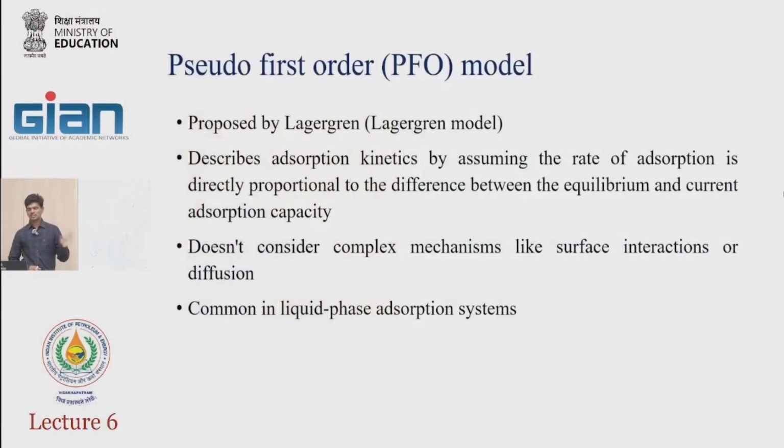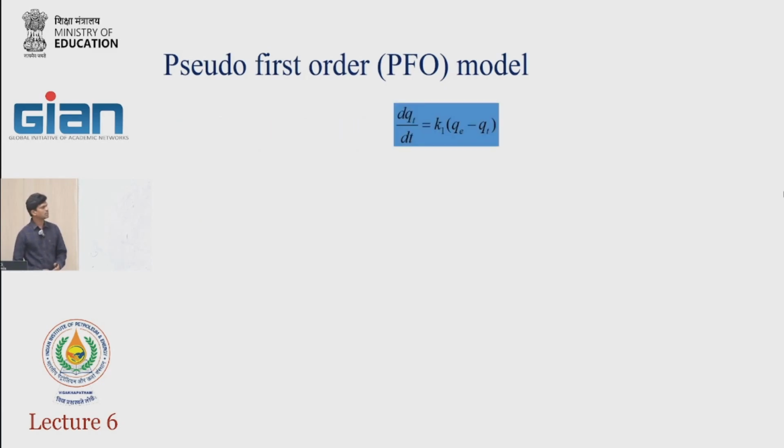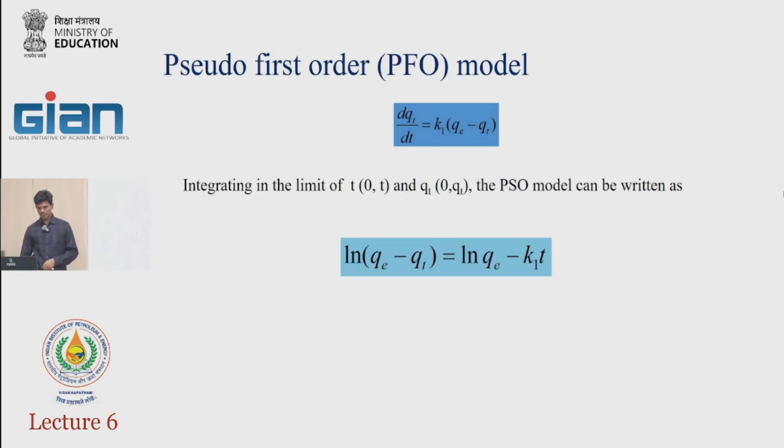So as I said, here in the kinetics, the rate of adsorption is directly proportional to the difference between the equilibrium and current adsorption capacity. So the equation we will write is something like this: dQt/dt is proportional to Qe minus Qt, where Qt is the adsorption at time t. Qe is the equilibrium one, that means the final it can achieve, and Qt is the current one. The difference in the concentration gradient is the driving force, and K1 is the rate constant.